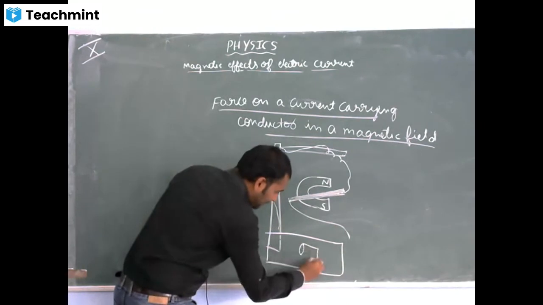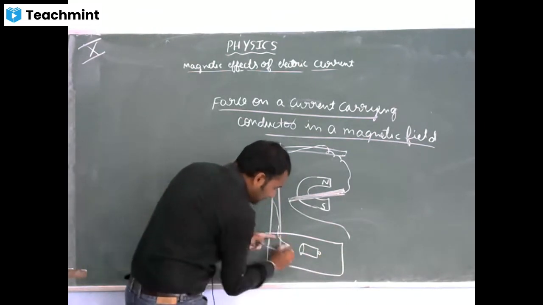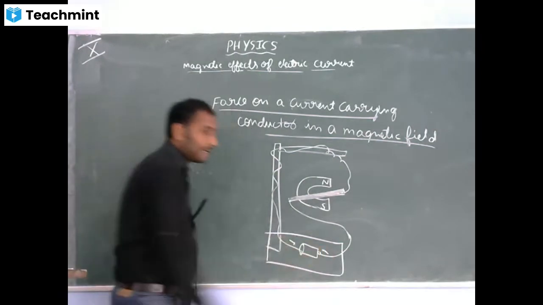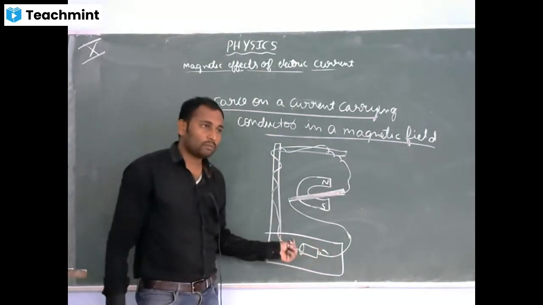So here I have kept a battery. The negative end is connected here, positive end is connected here. One is positive, one is negative. So what is happening now?